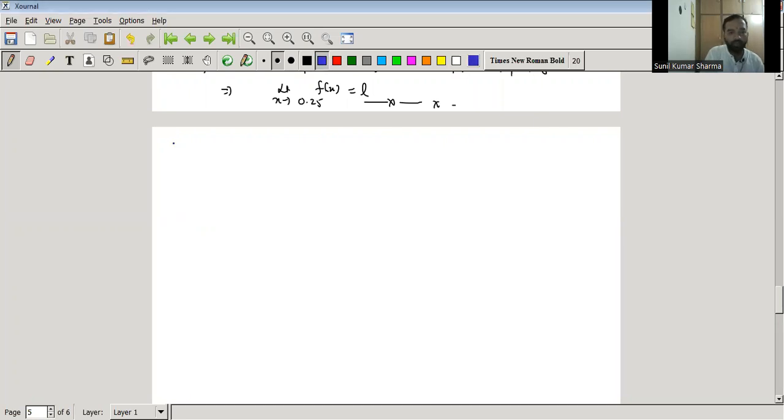Okay. So now let us move further and now we'll discuss some examples related to article number 5. This is example number 3. Prove that limit x goes to a of 1 upon x minus a does not exist.